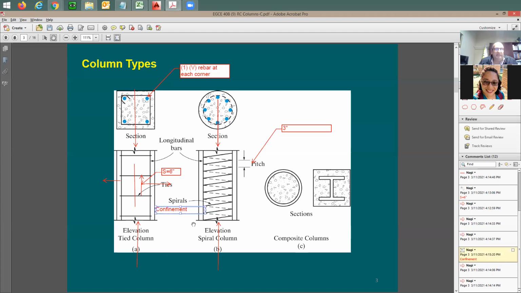If you have no ties and you start to apply this axial force, you should expect that the failure of the column is going to happen much earlier, which means the column capacity is going to be much lower. So these ties develop confinement to the concrete, and it's going to increase the axial load capacity of the column. Same thing for the spiral. The spiral is going to be providing the same confinement, but it's going to be closely spaced.